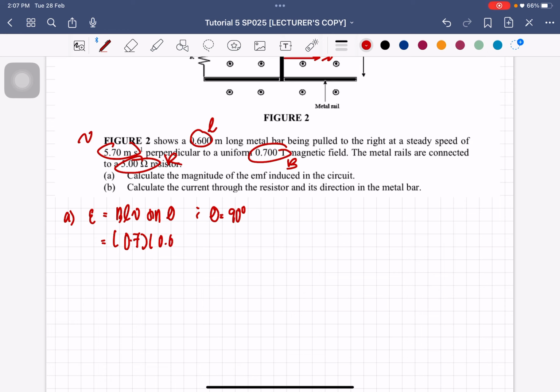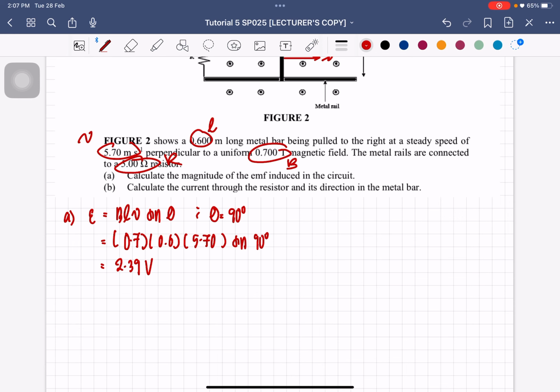0.7, 0.6, V is 5.7 sine 90 degree. Okay, so sekarang ni kamu just perlu substitute in your calculator lah. Just calculate it, solve it, you will get 2.39 volt.